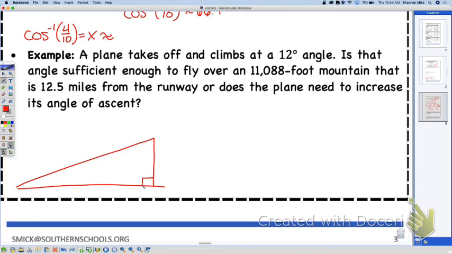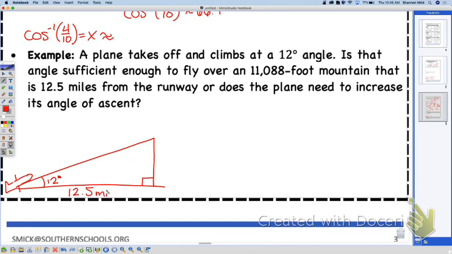Okay, so the plane is taking off right here. There's the plane, there's the tail fin. Looks like a shark with wings. Anyway, the plane is taking off at 12 degrees. And it says my runway. What's my runway? My opposite or my adjacent? My adjacent. Here's my runway, yes? So it's 12.5 miles.